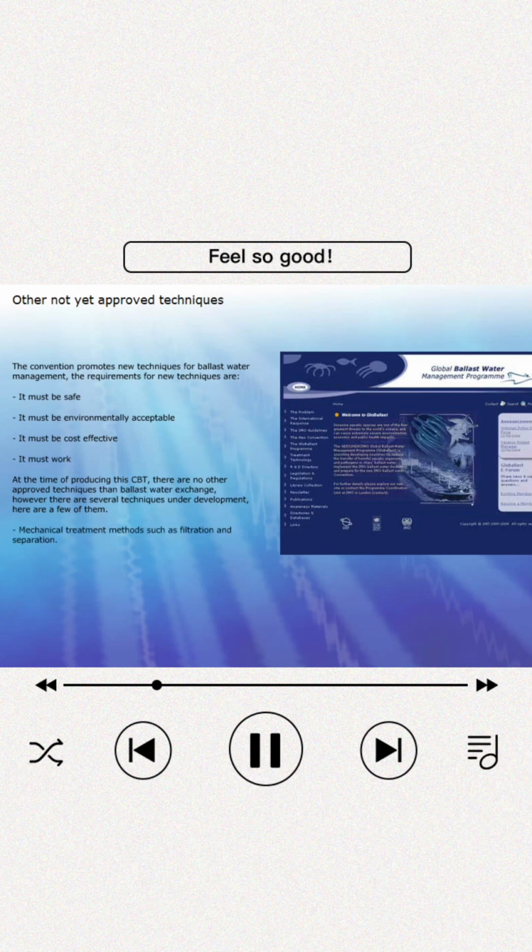Mechanical treatment methods, such as filtration and separation. Physical treatment methods, such as sterilization by ozone, ultraviolet light, electric currents, and heat treatment. Chemical treatment methods, such as adding biocides to ballast water to kill organisms. Various combinations of the above.